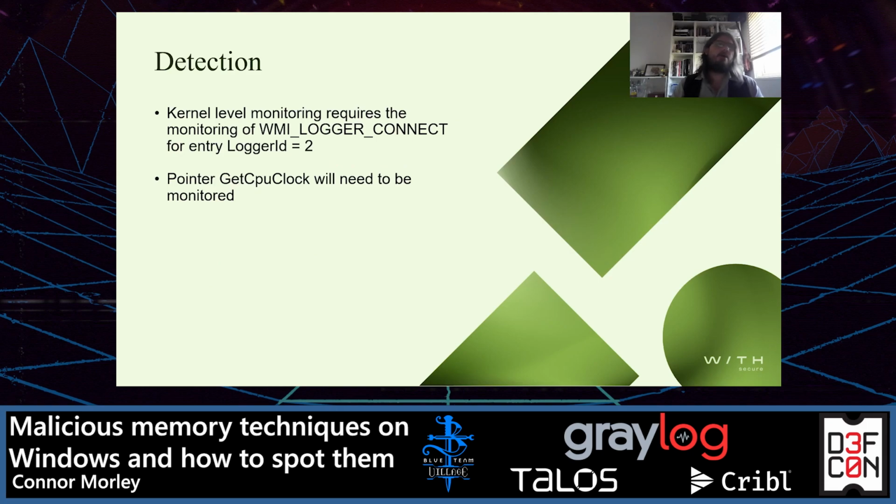Alternatively, at the kernel level, by using a kernel level driver with appropriate capabilities, you can monitor for the WMI logger context object instance with an entry logger ID 2 and check the GetCpuClock pointer against a known good, or simply just check that it doesn't point somewhere it's not supposed to. By monitoring this, you can equally check for InfinityHook and ByPG.